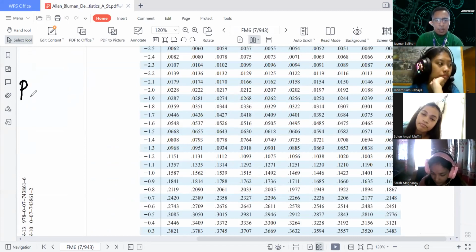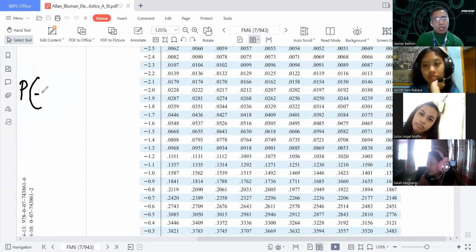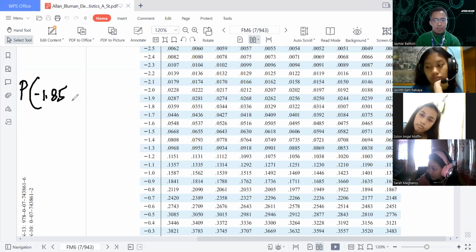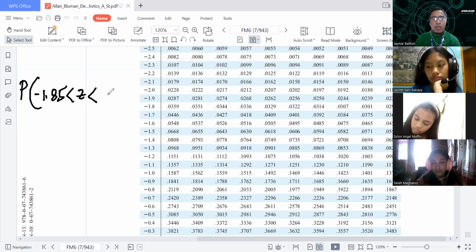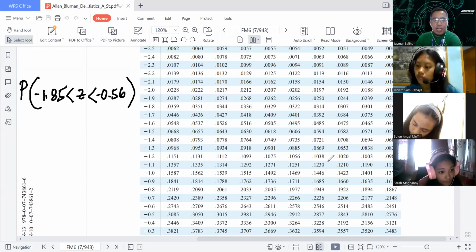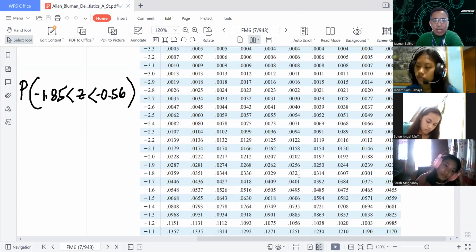What is the probability of negative 1.85 less than z less than negative 0.56? Okay? Can you try? I want you to get the answer correctly.